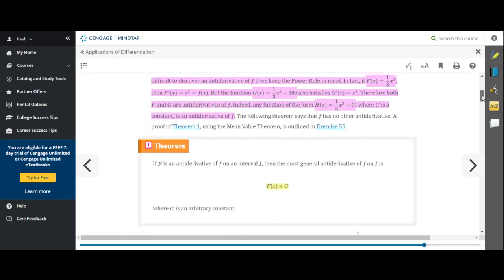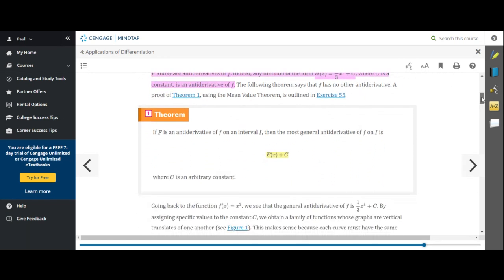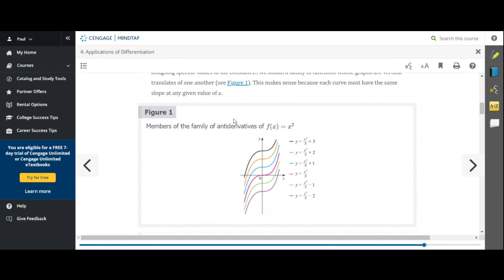And so the general antiderivative has this constant c, which we're going to be calling the constant of integration. And they have a picture here in figure 1, members of the family of antiderivatives of this function. They're drawing all these functions, which are all antiderivatives of f of x equals x squared. So that's just a little bit of an introduction into this.